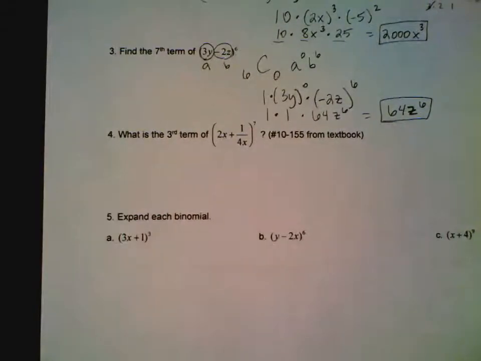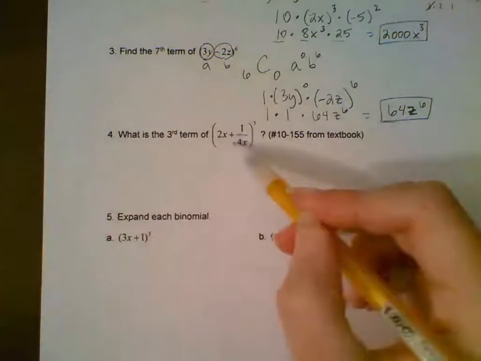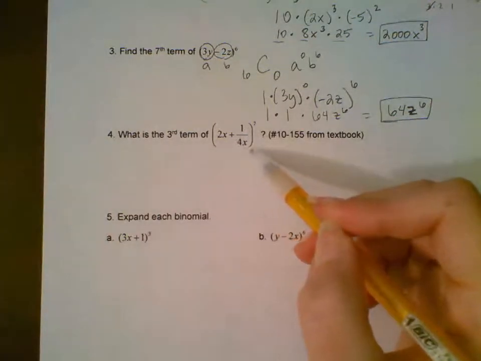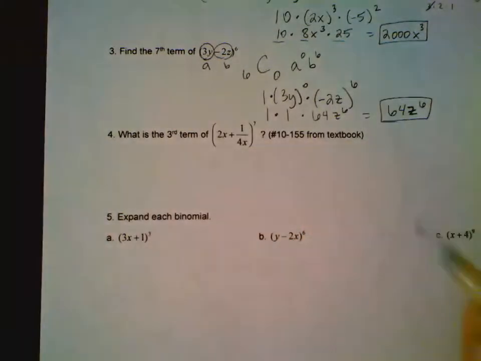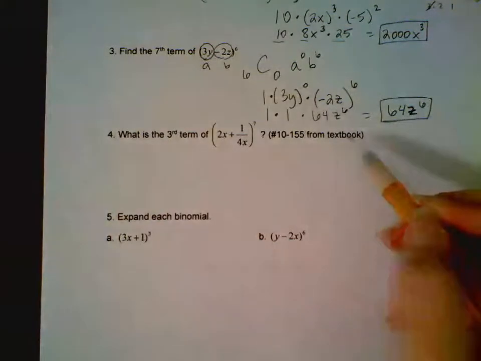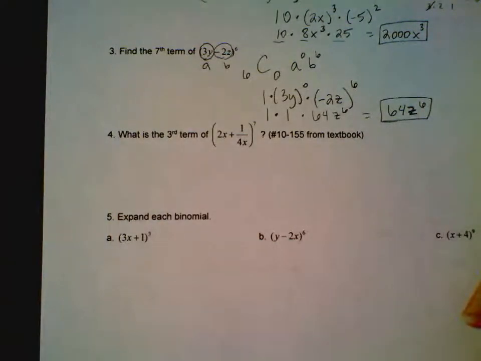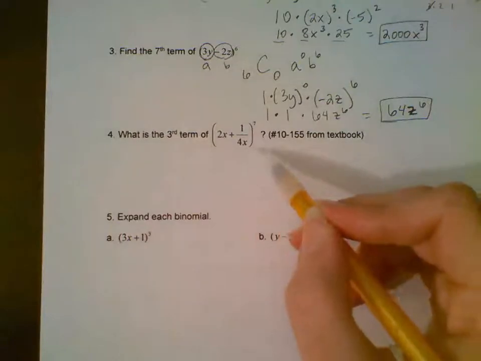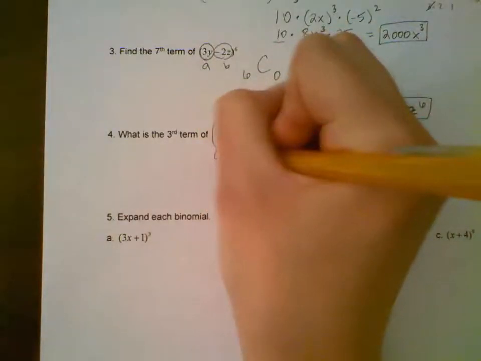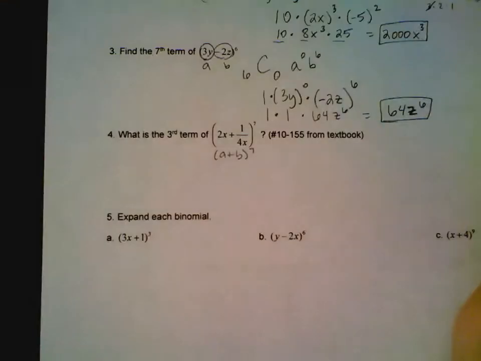What is the third term of (2x plus 1 over 4x), all of that to the 7th power? This is actually a question from the textbook, if you wanted to reference that. So same thing as before, especially on this one, I'm going to assume that it's (a plus b) to the 7th, instead of worrying about the fractions and exponents, variables and stuff.